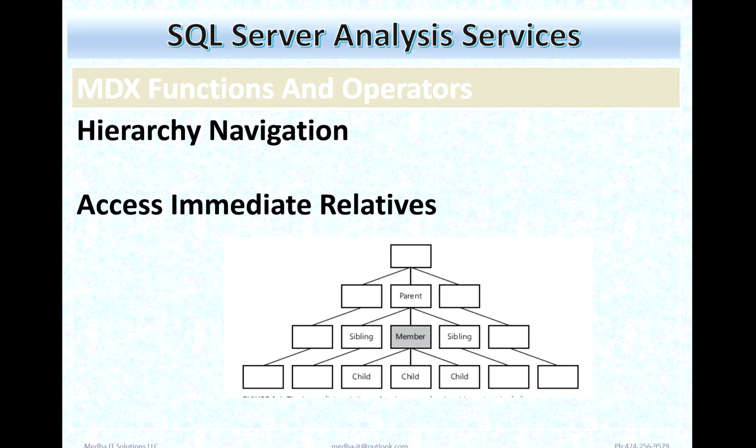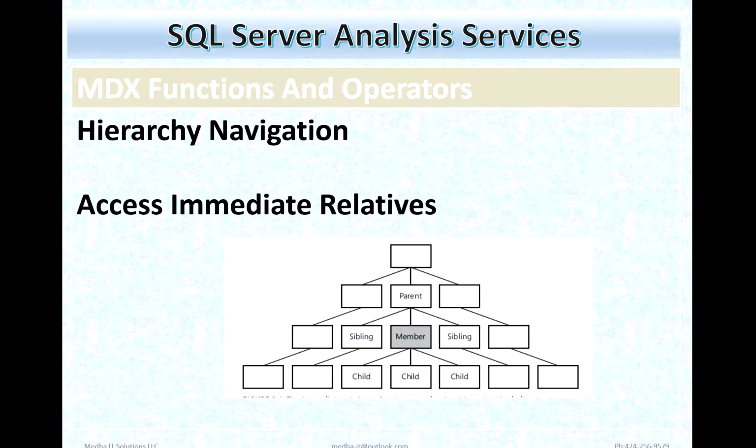So, member navigation in MDX is a very useful feature where you can access the immediate relatives and the other one is remote relatives. Immediate relatives means the relatives surrounding immediate members, the immediate members surrounding the current member. Whereas remote relatives are the relatives that are remotely surrounding the current member. It is the same as regular relations, right? You have siblings, you have cousins and all.